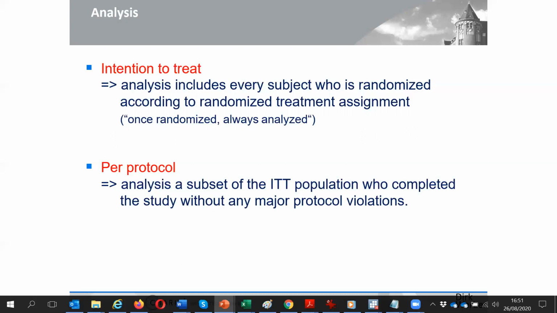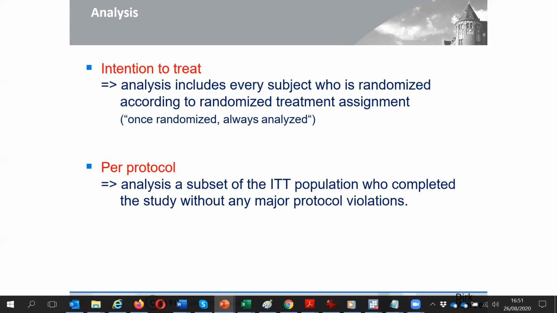So, intention to treat when analyzing. Remember, you have got your two groups, those who get the intervention and those who don't. But during the process of follow-up, some patients might stop treatment, some might die, some might be lost to follow-up, or other patients might be switched from control to intervention or vice versa.